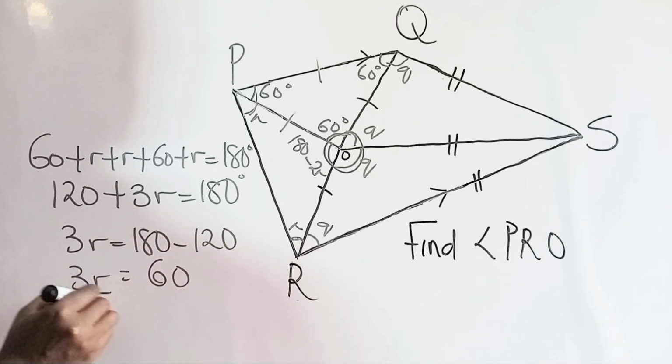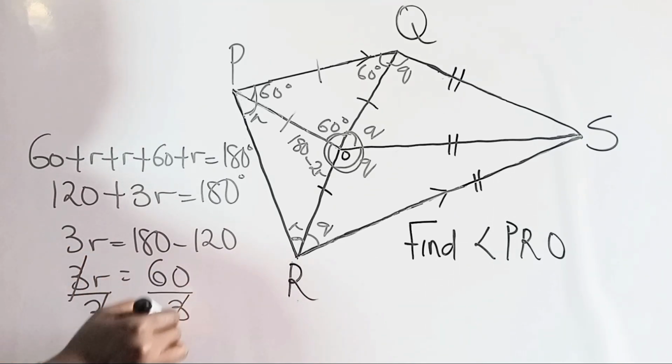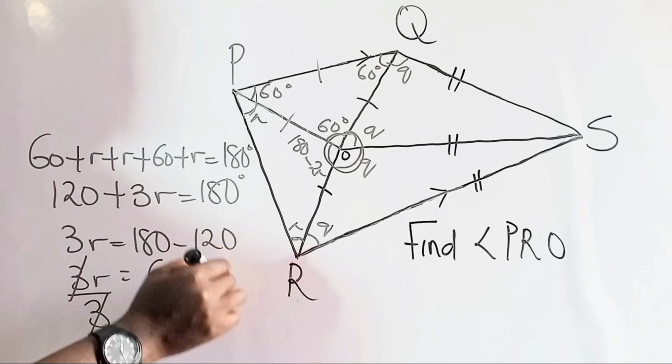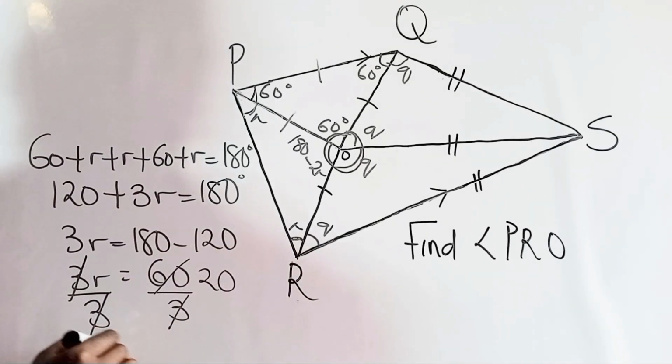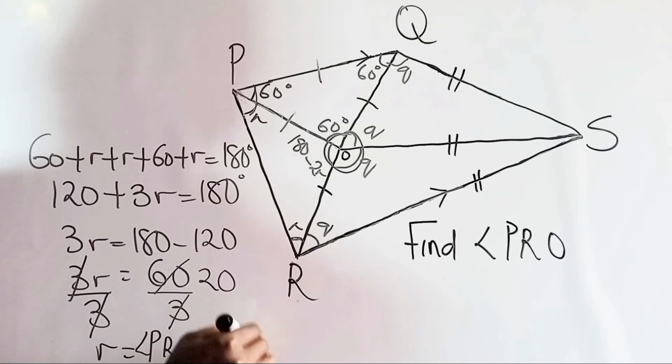So I divide both sides of the equation by 3. 3 here will cancel out. 3 will go into 60 twenty times. So R, which is equal to angle PRO, equals 20 degrees. And this is the answer.